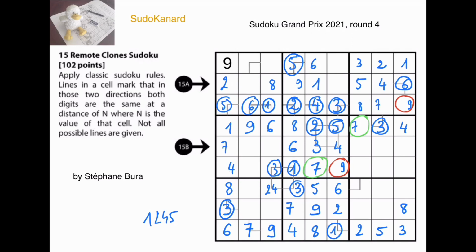This a 4. Here we need 2, 5, and 8. Not much about it. This 8 makes this 2 or 5. On this row, we still need 7 and 3. So 7 here, 3 there. We get an 8 here.